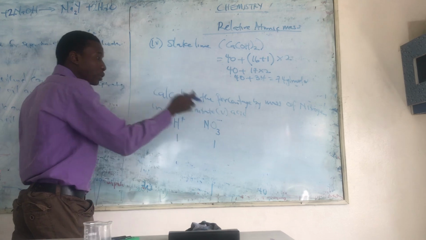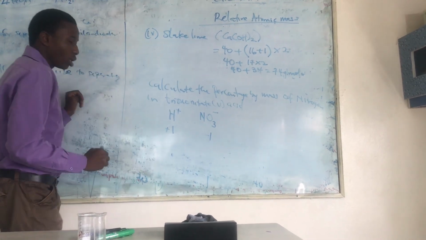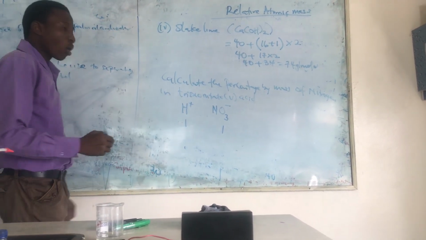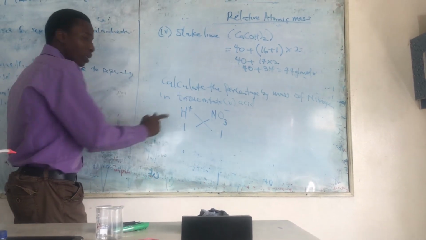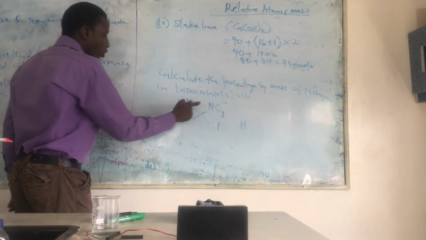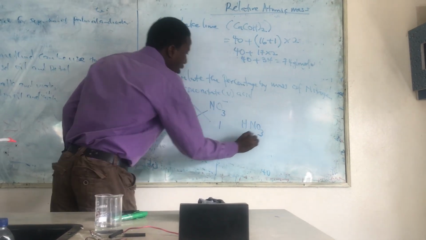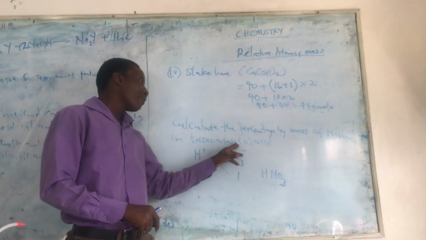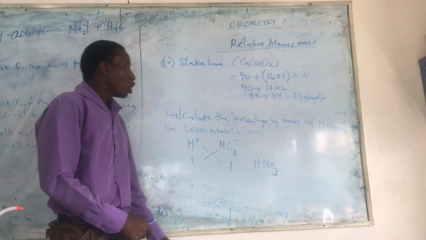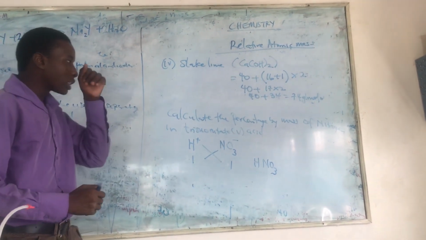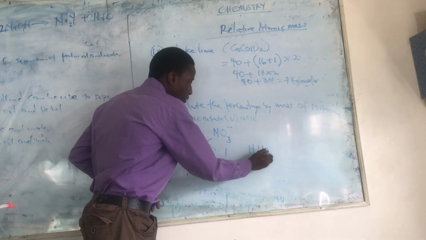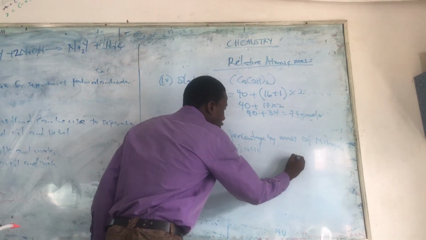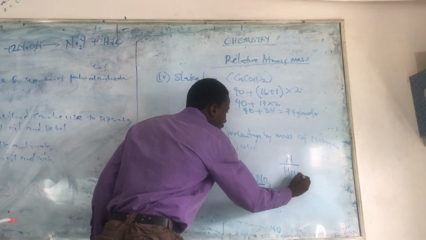I tell you that we are not putting the charge. You do not need it. So I will not put the minus 1, I will not put the plus 1. What will the formula be? We cross multiply. H times 1, H. NO3 times 1, NO3. That is how you have HNO3. That means the formula for trioxonitrate(V) acid is HNO3. So let us now calculate the percentage by mass of nitrogen. Where is nitrogen? N in HNO3. That means nitrogen over HNO3 times 100.